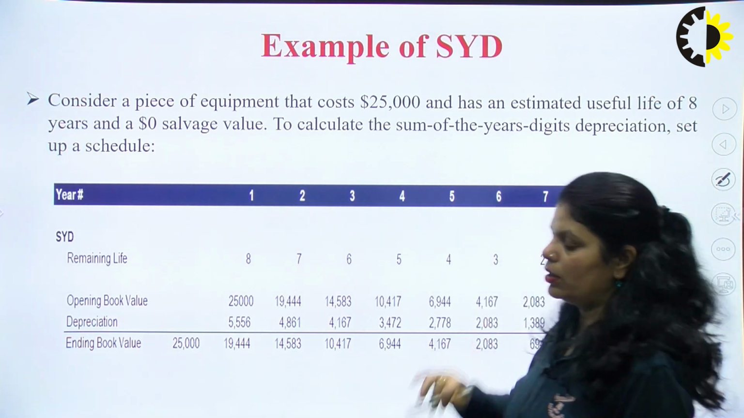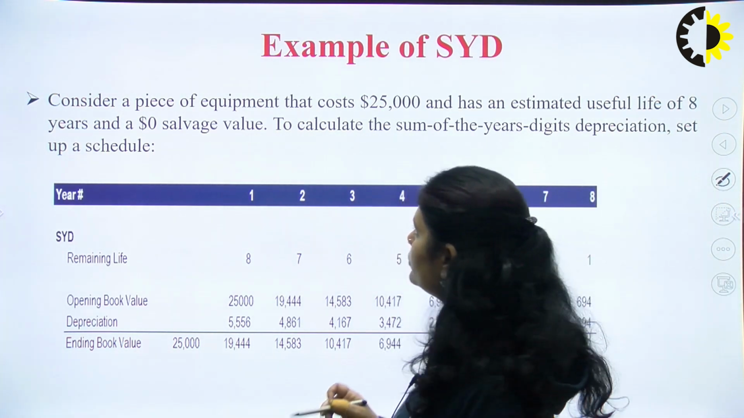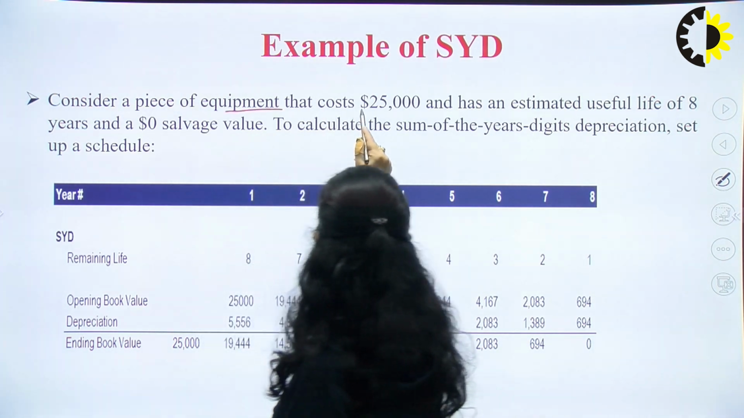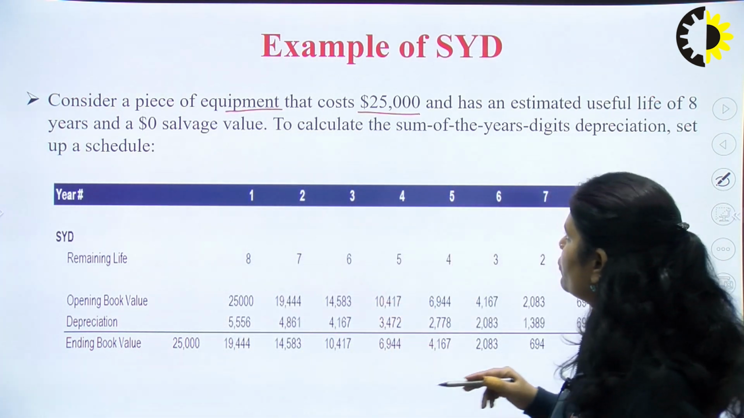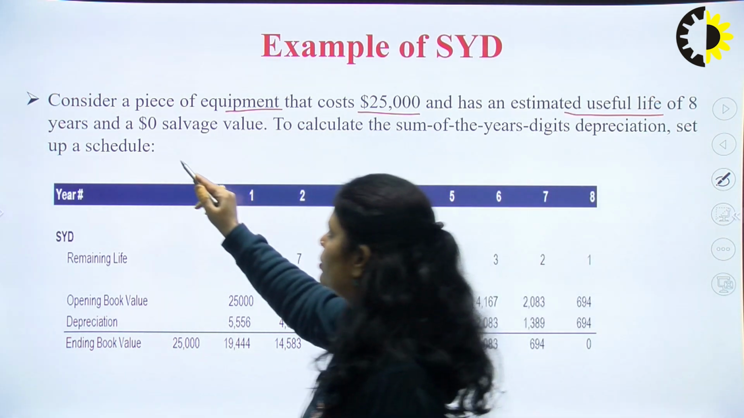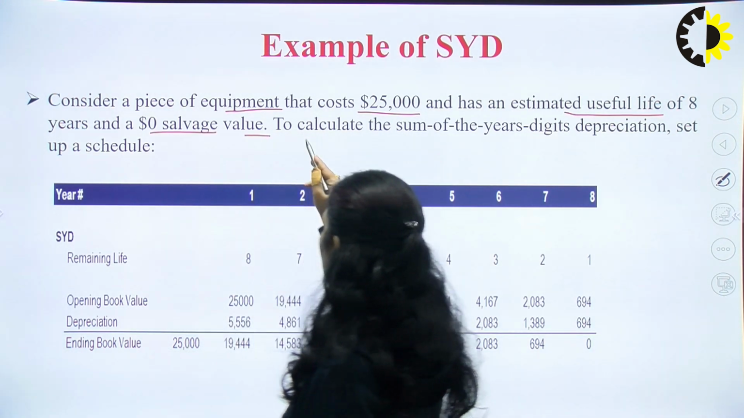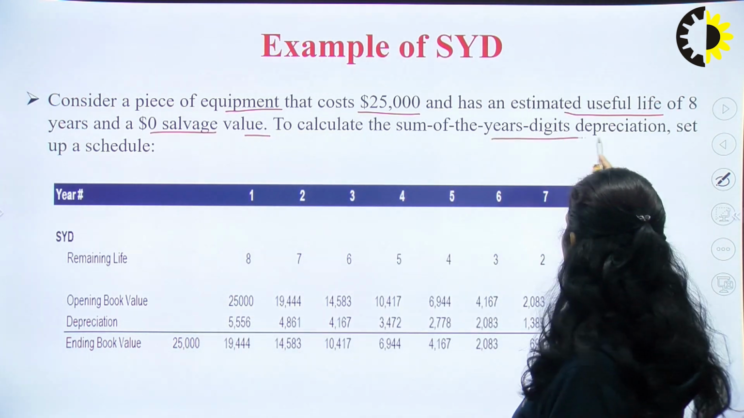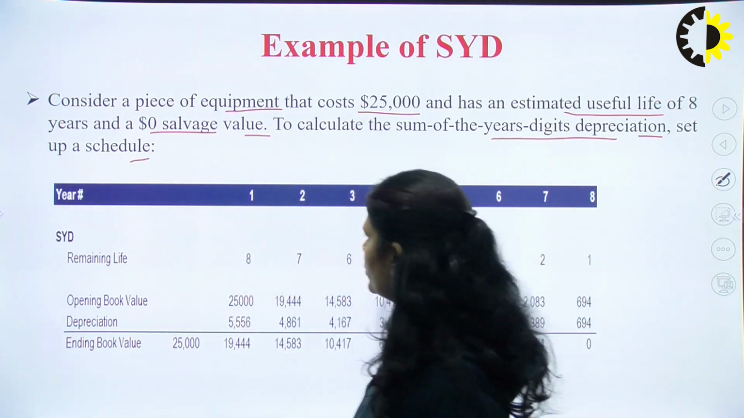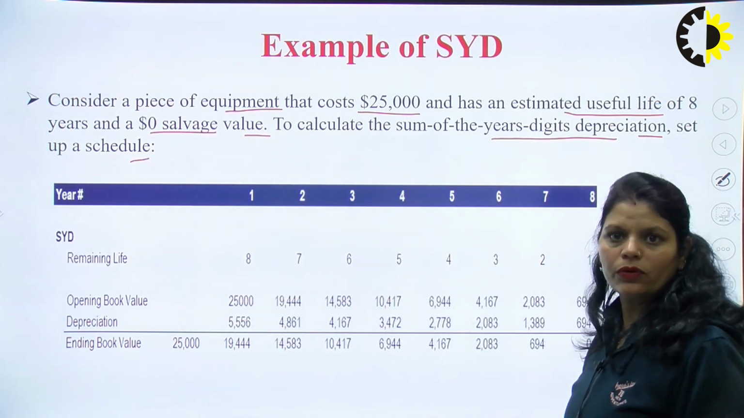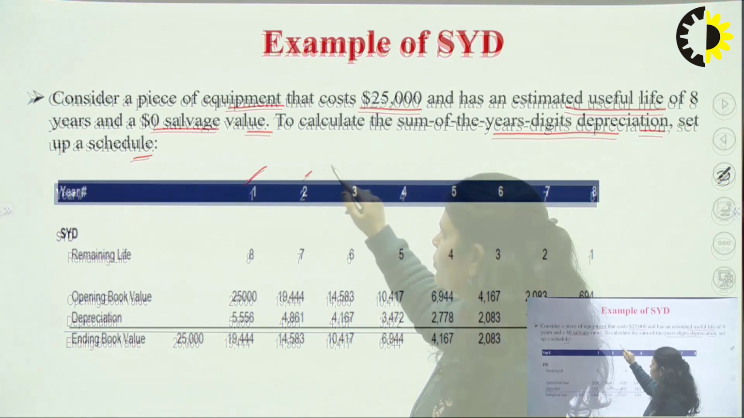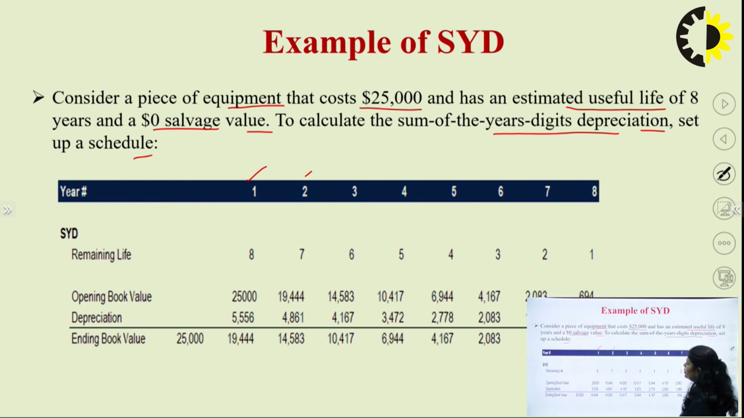So we will discuss one example here. Consider a piece of equipment that costs $25,000 and has an estimated useful life of 8 years and $0 salvage value. To calculate the sum of the years digit depreciation, set up a schedule. The useful life of the asset is given, which is 8 years. So we have written the useful life here: 1, 2, 3, 4, 5, 6, 7, 8.